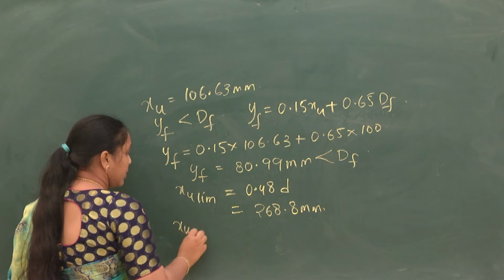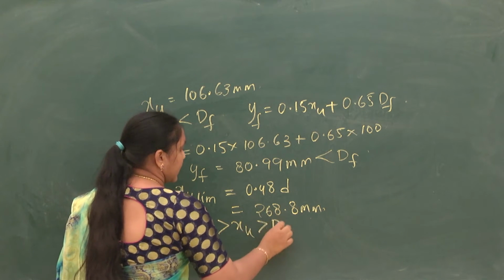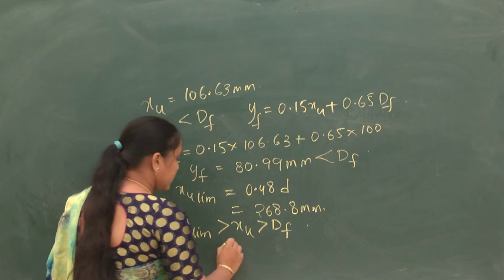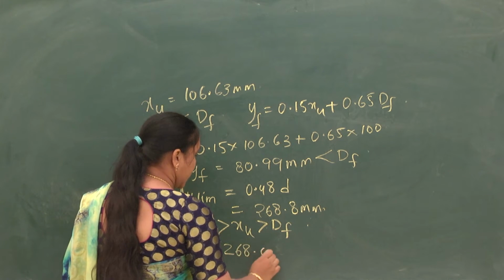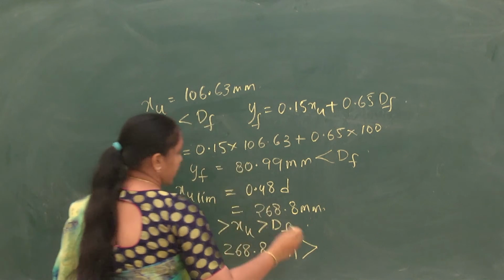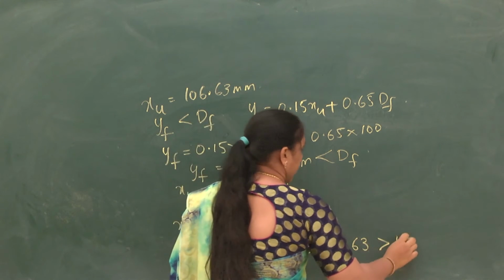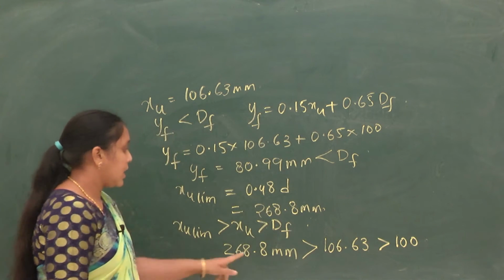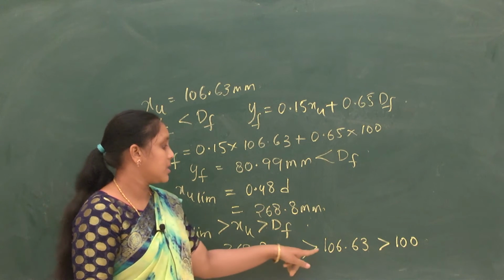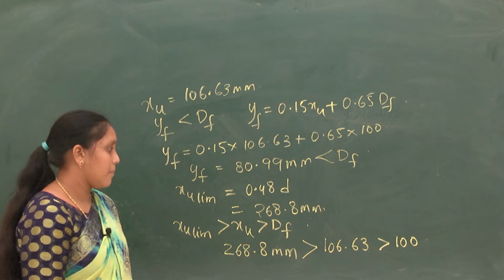You have to check whether xu limit is greater than xu, and xu is greater than df or not. So what is the value of xu limit? It is 268.8 mm, greater than xu. What is xu here? It is 106.63, greater than 100. Now this is satisfied. So 268.8 mm is greater than 106.63, which is greater than 100 mm.